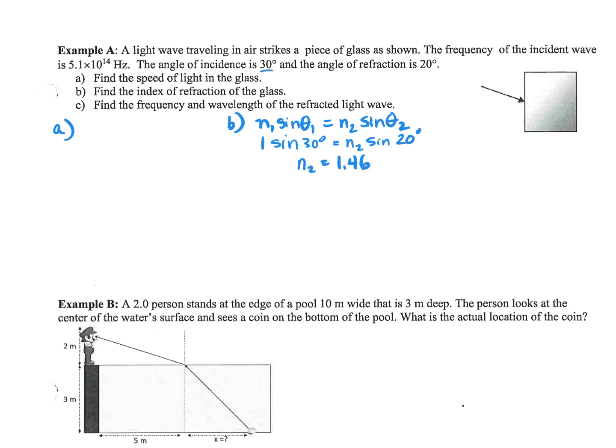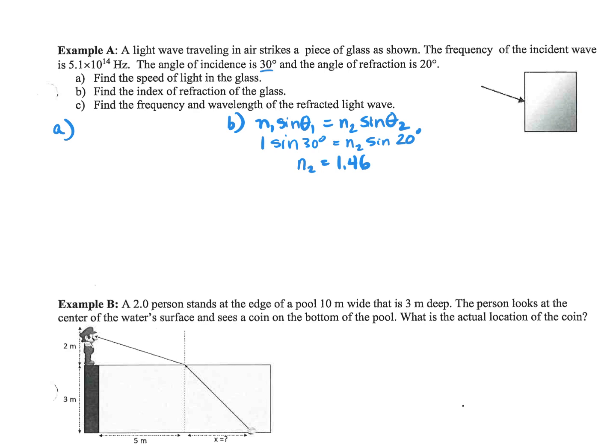What are the units? There are no units. No units, because it's a ratio of velocities. Yep, there are no units for index of refraction. It's just a number.